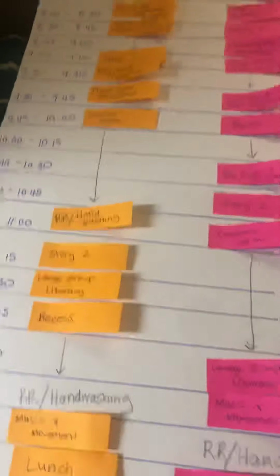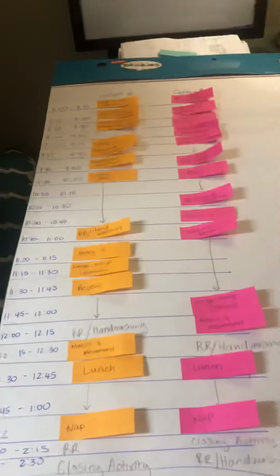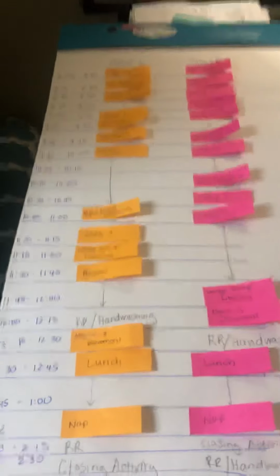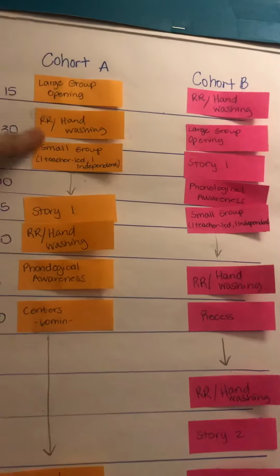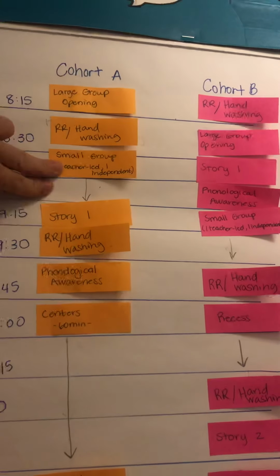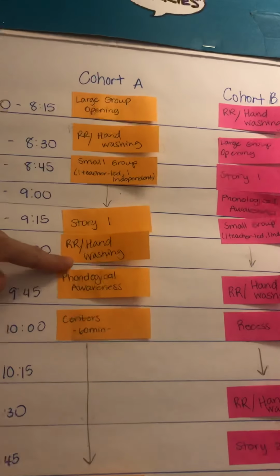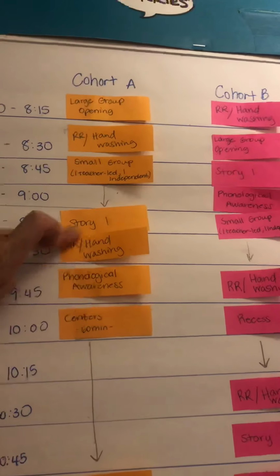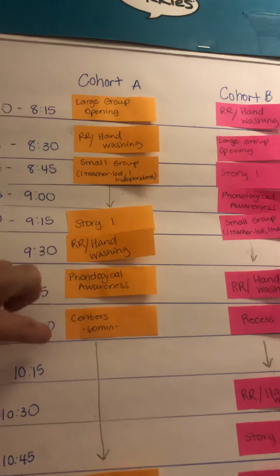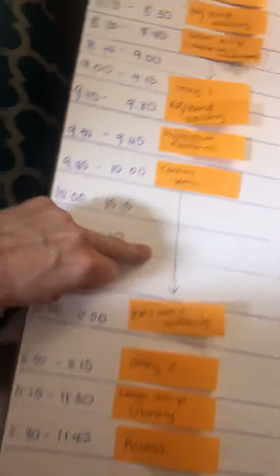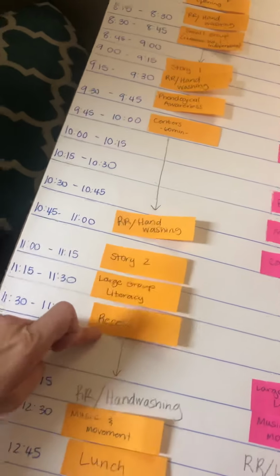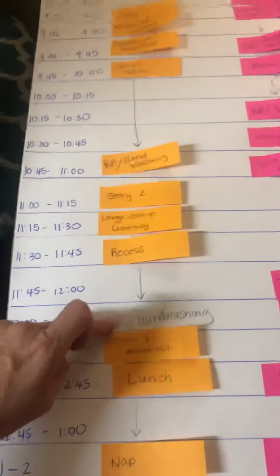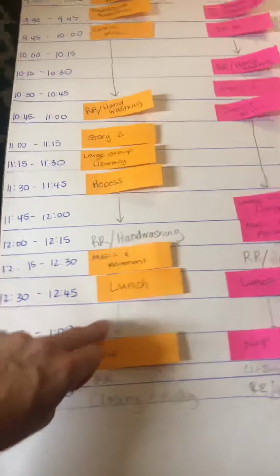So that's what it might look like if you were going to schedule using cohorts. So let's look at what each group is doing. So we have cohort A: large group, restroom, small group for 30 minutes, story, another hand washing opportunity. And you're going to need a lot of those at the beginning. Remember that. Phonological awareness, centers, another restroom opportunity, story, large group literacy, recess. Then we have some hand washing, then music and movement, lunch, nap, restroom, closing.